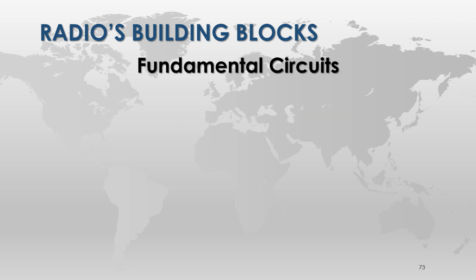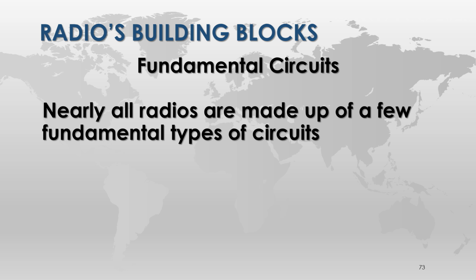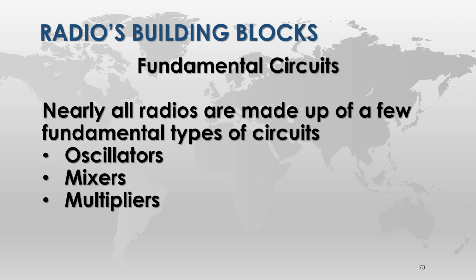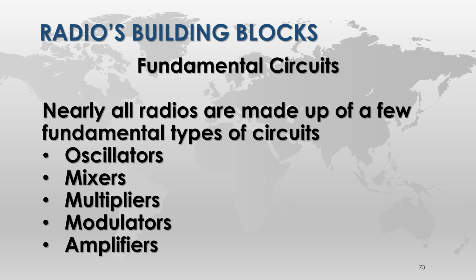Fundamental circuits. Nearly all radios are made up of a few fundamental types of circuits. We have oscillators, mixers, multipliers, modulators. I think that's all on the list here. Oh, and amplifiers. Notice there's nothing yellow there. Okay, but those basic circuits combined together make a radio.